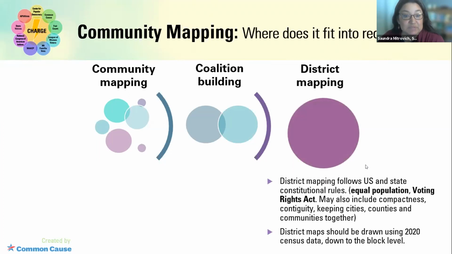Last but not least, this all builds up to district mapping. In most places, every level of government needs to be redistricted, from school boards to city councils to state legislatures and Congress.